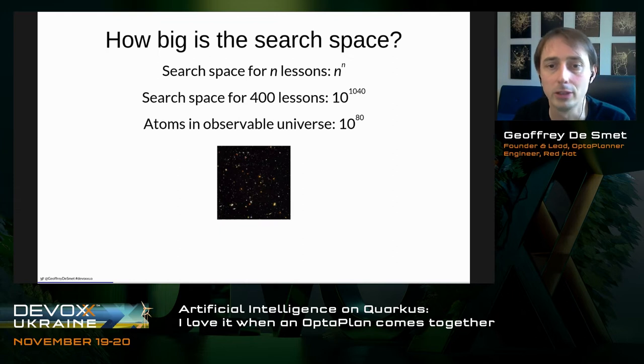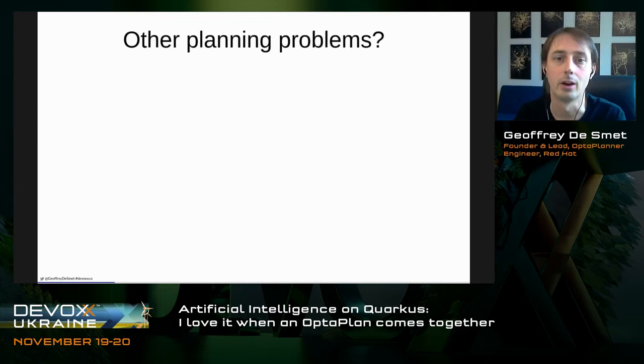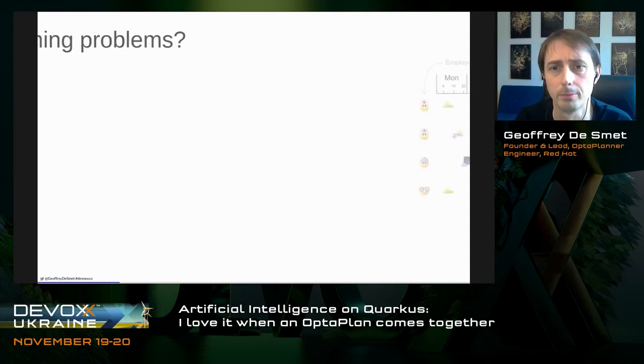But for other cases, we might just have 1 second. And that's, of course, where our planning engine comes into play. Now, okay, lesson scheduling, it's a fun thing to play. There's lots of usages for schools and so forth. But what about other sectors, right? Are there other kinds of planning problems?